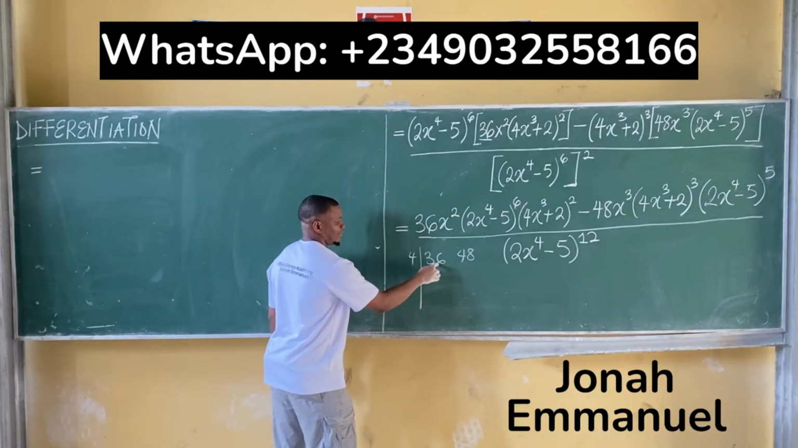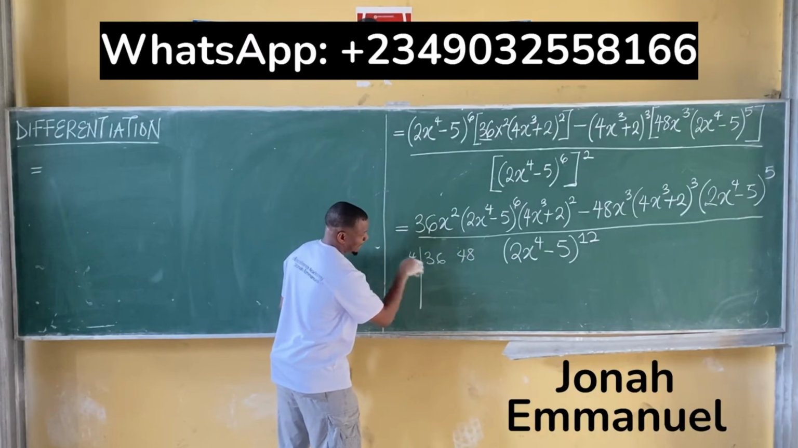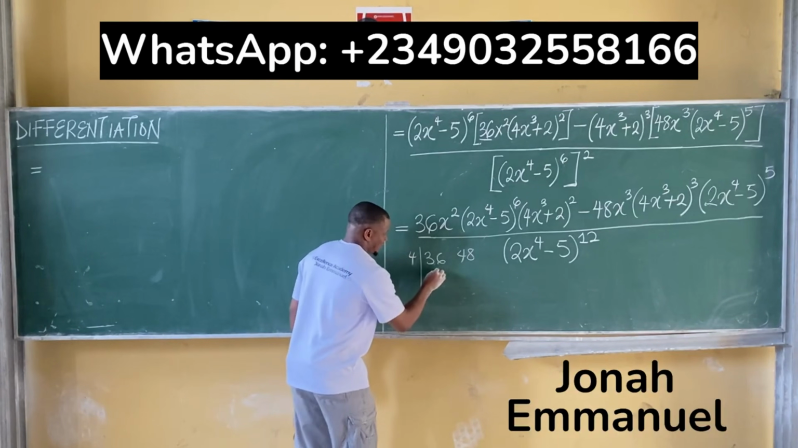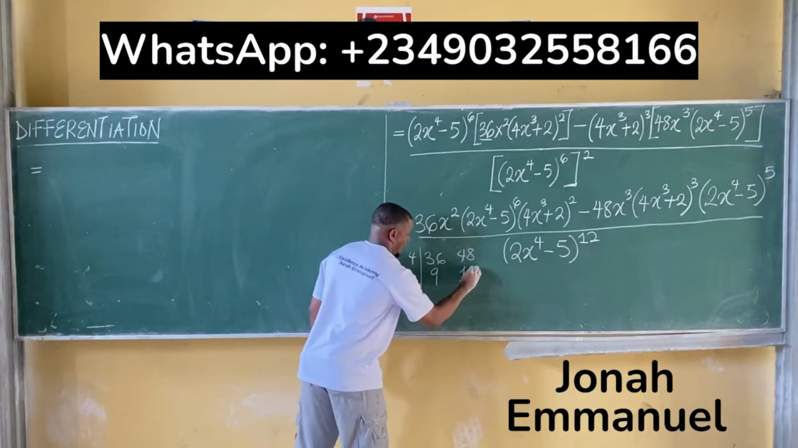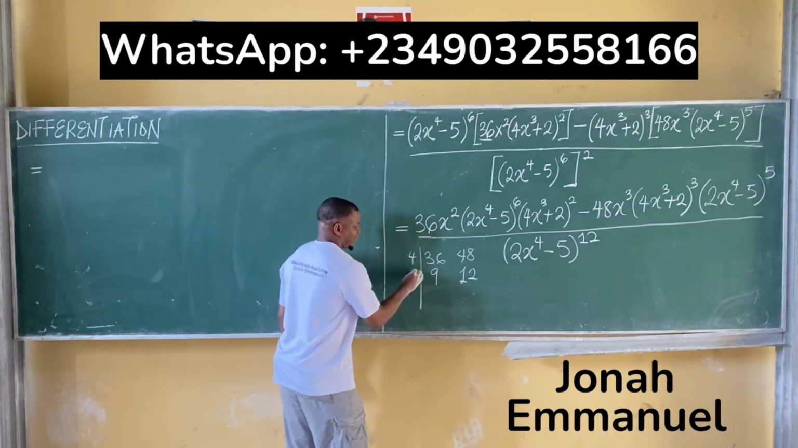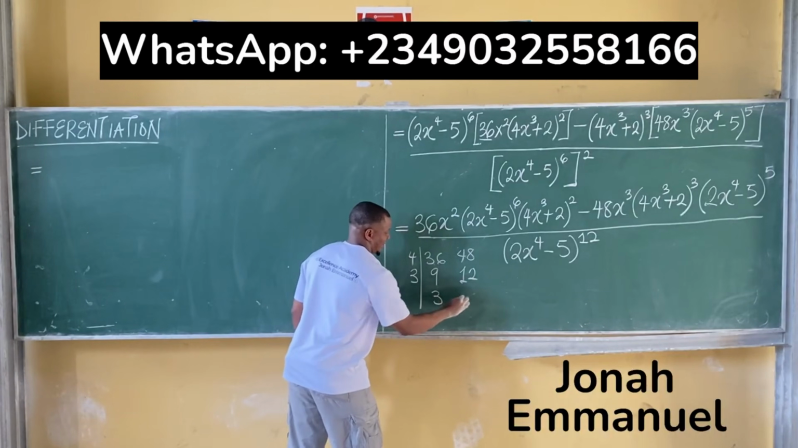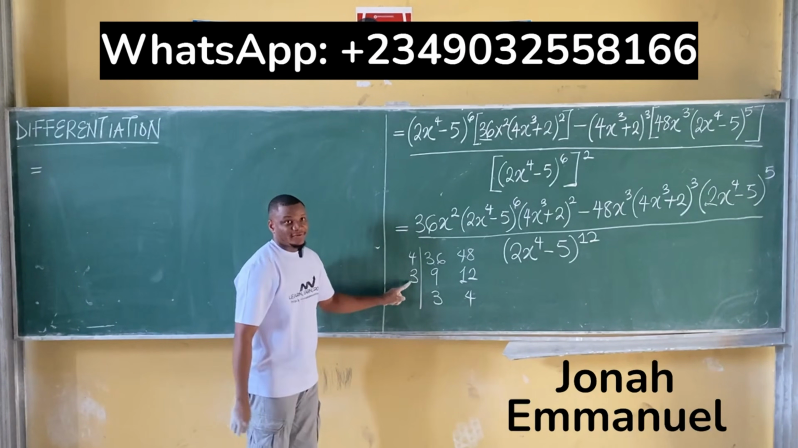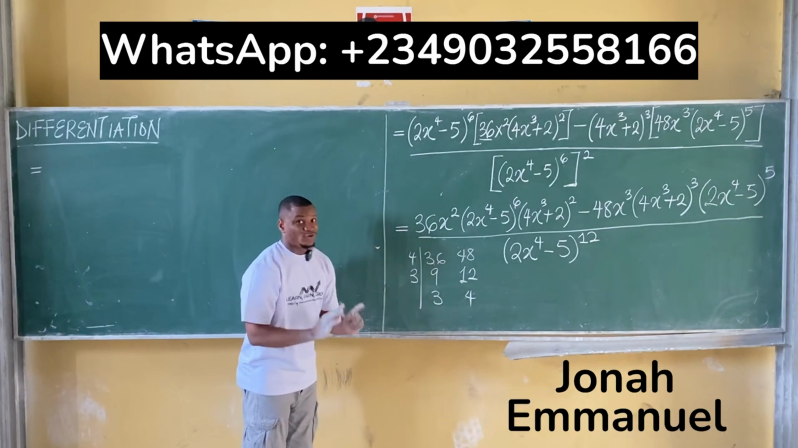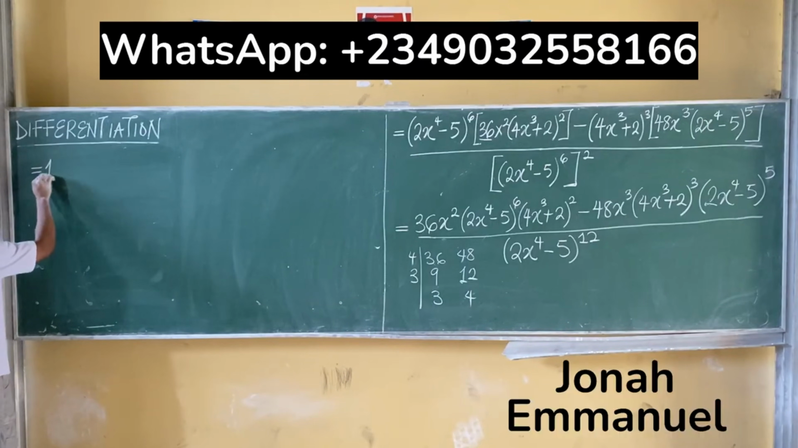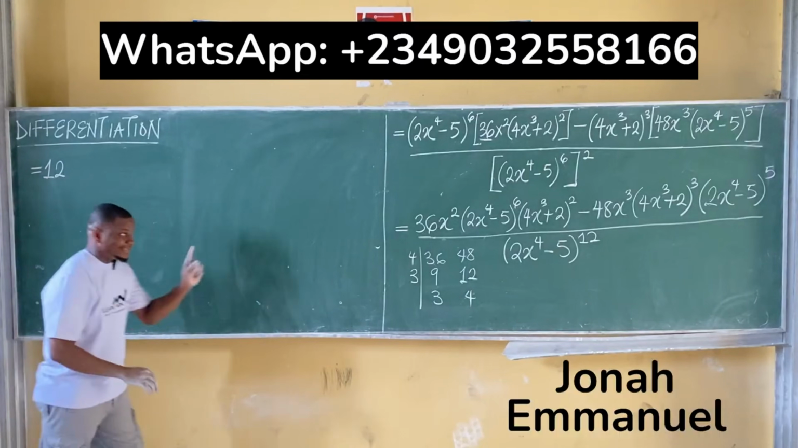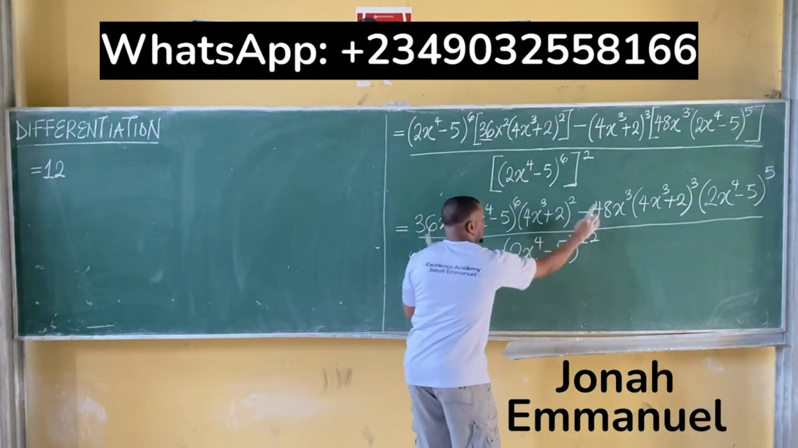4 can go here. 4 here. 9. 4 here. 12. 3 here. 3 here. What's my HCF? 12. Please follow me. 12. So I'm having my first factor as 12. Please follow me. So what I did there: work with the numbers. I'm done.